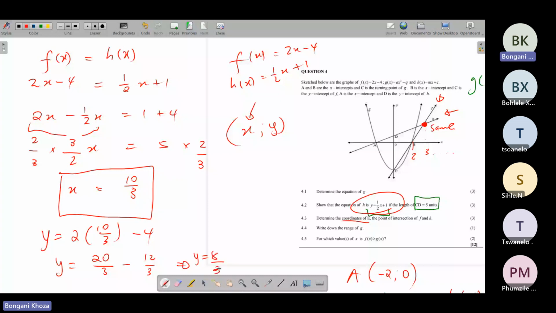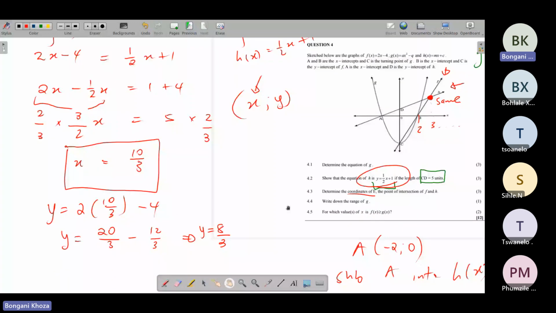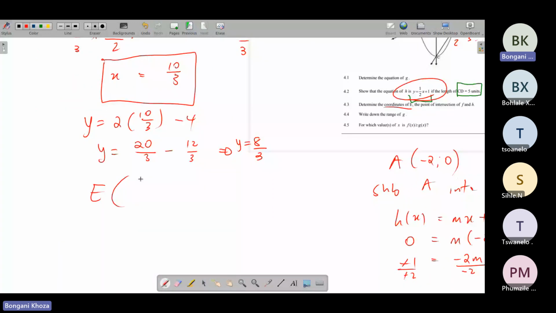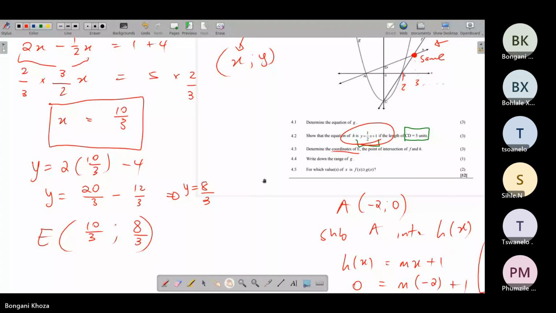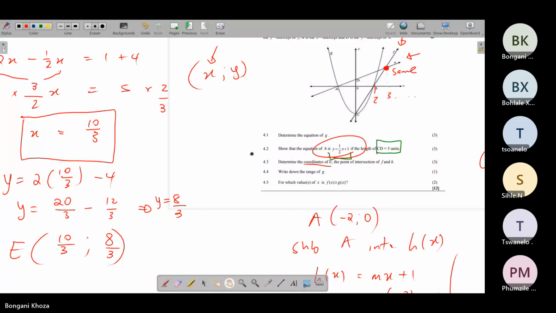Right, so you can verify the calculations on your side. I'm just trying to do them quickly here by head. So the coordinate of E, we have to write it fully. You can say the coordinate of E is going to be 10 over 3 and 8 over 3, like that. Any questions on that one? Any questions? No, sir. All right.